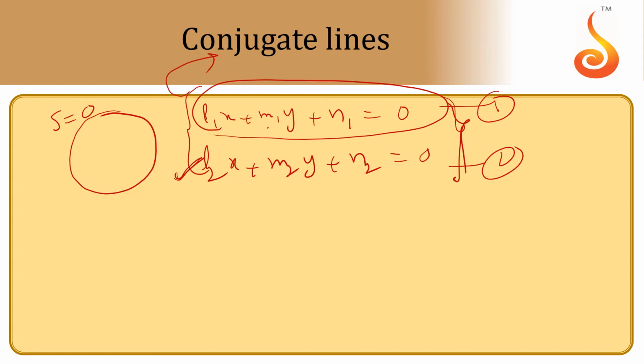So how to create a condition? Very simple. Let us assume the pole of the first line is (x1, y1). Then you know that for the point (x1, y1) for the given circle you can write S1 equal to 0 as the polar equation. You compare that equation and equation 1 to get the x1, y1 values. If you substitute that point in the second line, you will get the condition. So that is about conjugate lines.